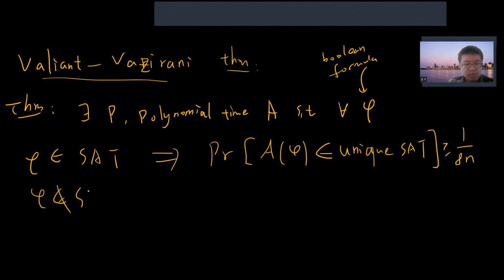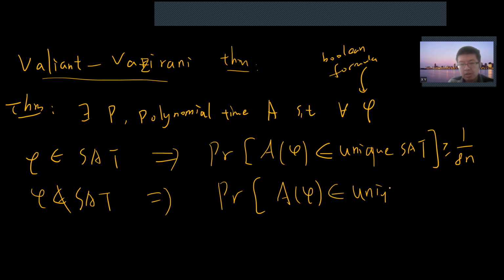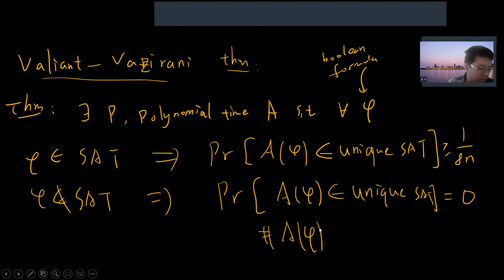And if phi does not belong to SAT, then the probability that A(phi) belongs to USAT is 0. Or simply speaking, the number of solutions of A(phi). So this means that the probability of belonging to USAT is 0 if phi does not belong to SAT. If phi belongs to SAT, the probability that A(phi) has uniquely one solution is high, 1 over 4n.